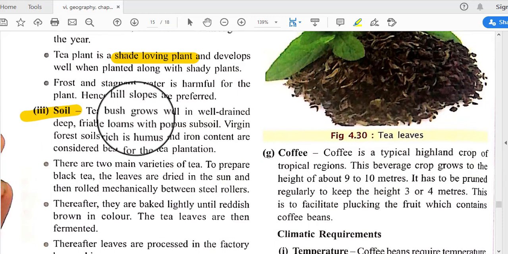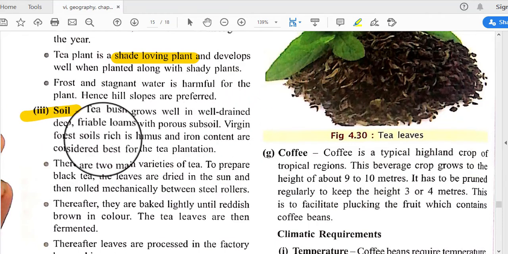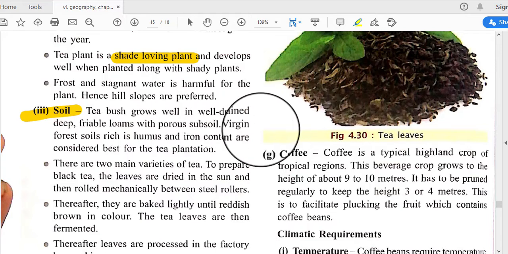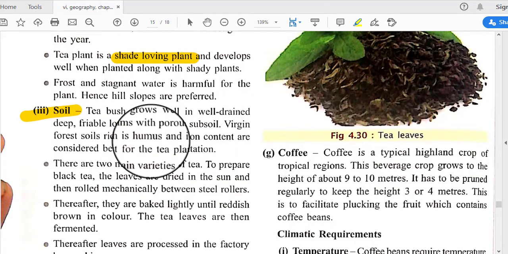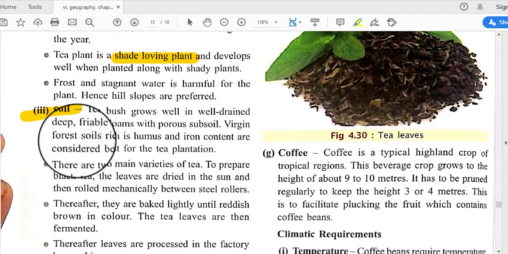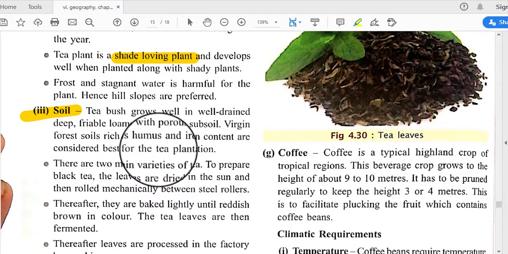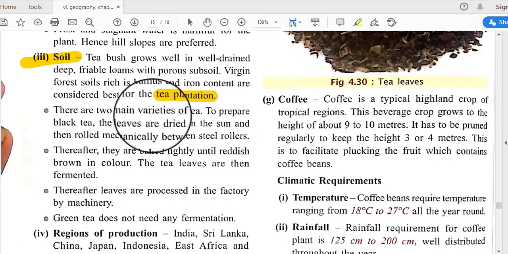Next is soil. The tea bush grows well in well-drained, deep, friable loams with porous subsoil, and virgin forest soils rich in humus and iron content are considered best for tea plantation. These are best for tea plantation, and there are two main varieties of tea.